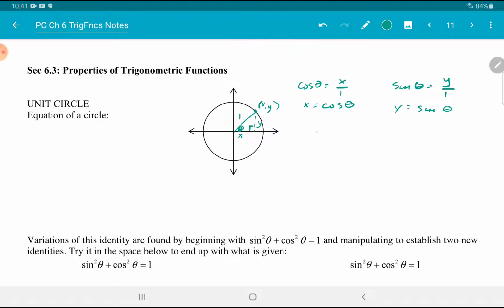Well, knowing that, if we have a right triangle, we know that any right triangle always has the same property of the Pythagorean theorem, where x squared plus y squared is equal to 1. In this case, we would normally see r squared, but our value is 1.